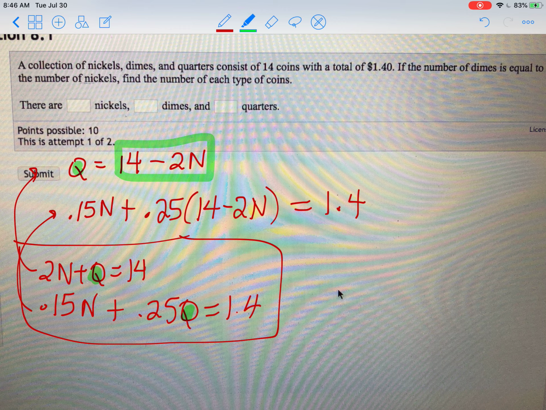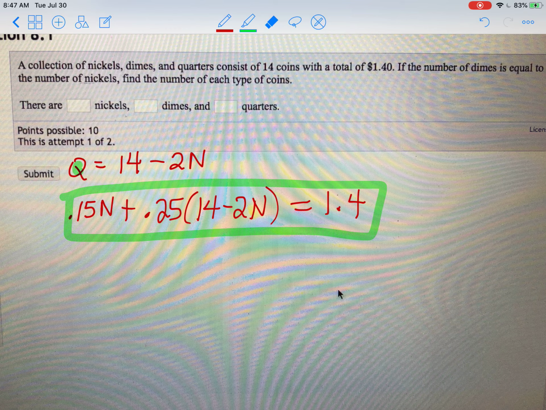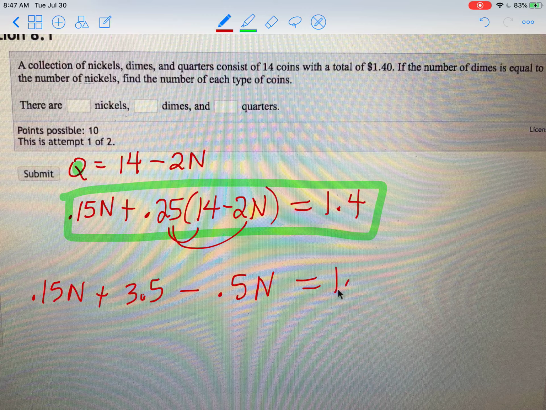Now what you see in this last equation is that it is all in N, so you can solve for N. Let me erase so I have more space here. We first have to distribute that out. So we have 0.15N plus 0.25 times 14, which is 14 divided by 4, which is 3.5. And then you have a minus 2 divided by 4, which is 0.5N, and then you have equals 1.4. And we're going to have to get all our N's together.